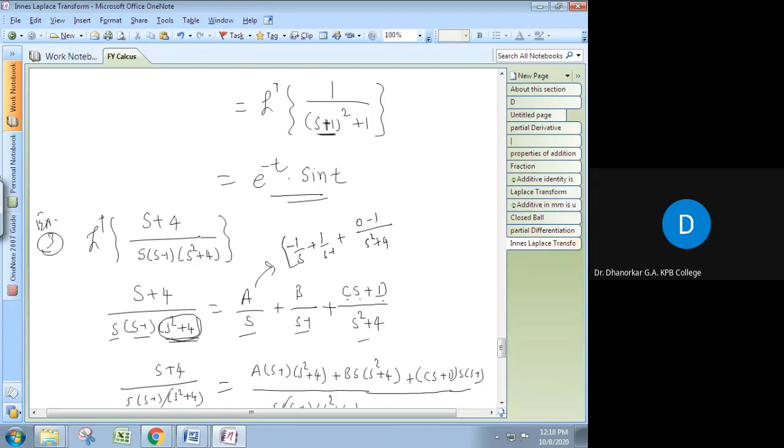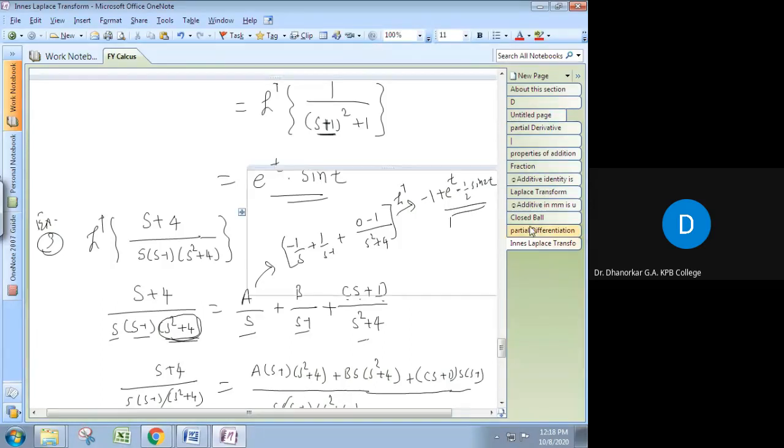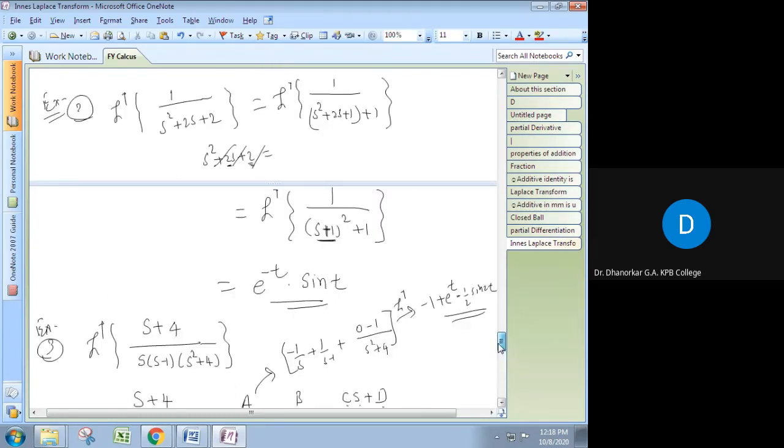If we take the inverse Laplace transform of this, L inverse, what is our answer? This is minus 1 plus e raised to power t, here minus, we have to multiply by 2, therefore 1 by 2 into sine 2t. Only what we have to do here, only factorization is important. If we take factors in an easy way, then surely we will get the answer.